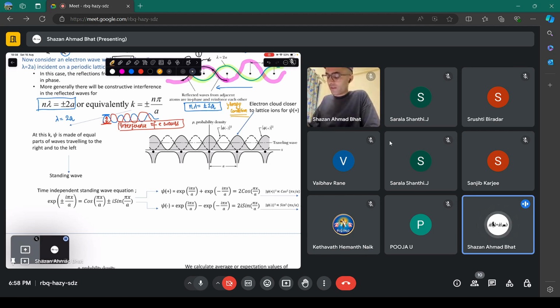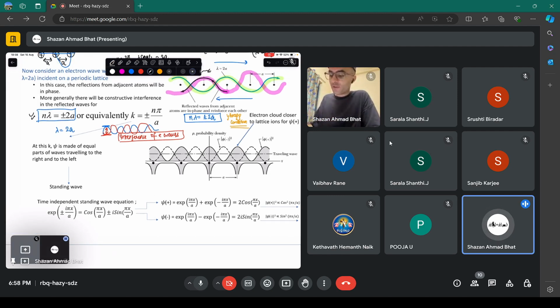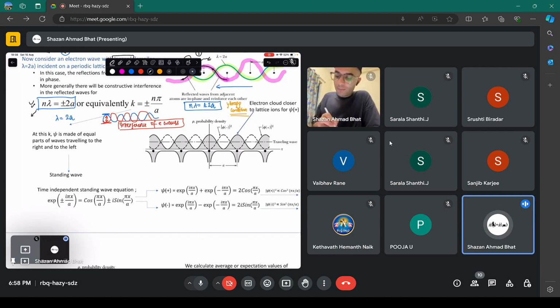It was found by these two scientists, Bragg, who I guess won the Nobel Prize. They were son and father, and both of them were awarded the Nobel Prize for this. And you get constructive interference if the condition of constructive interference is satisfied. That means n lambda is plus minus 2a, where a is the lattice constant. Or in terms of the wave number, you can write it as k equals plus minus n pi by a, because k is equivalent to 2 pi over lambda.